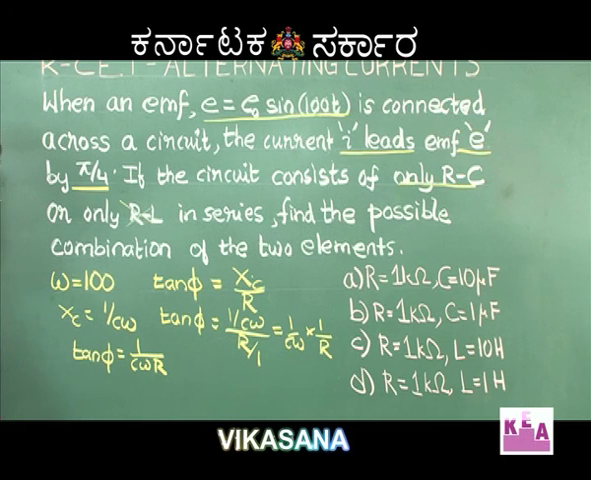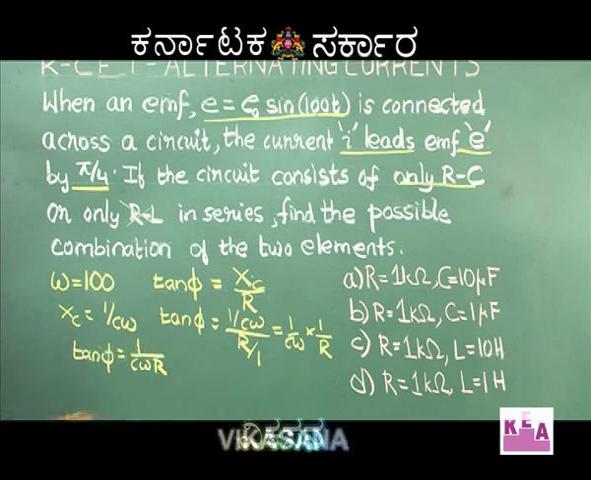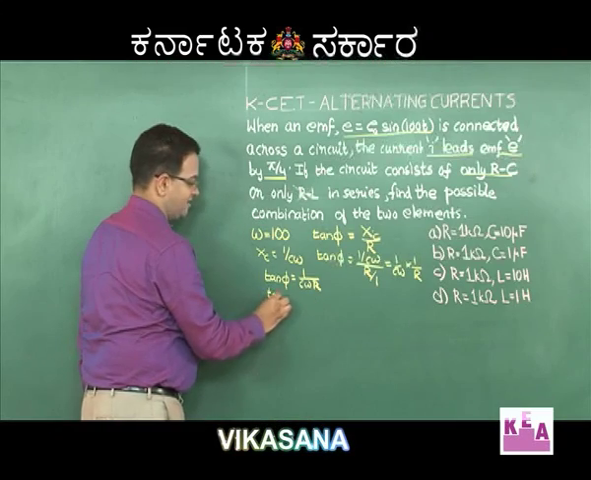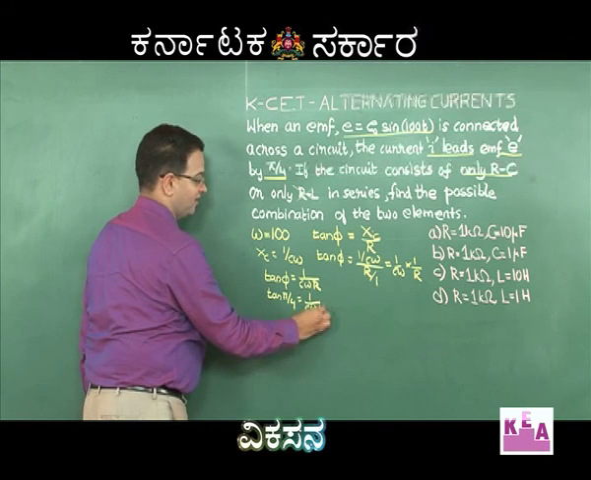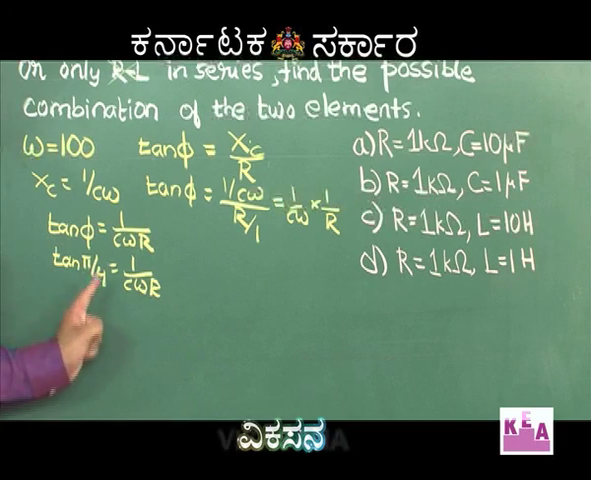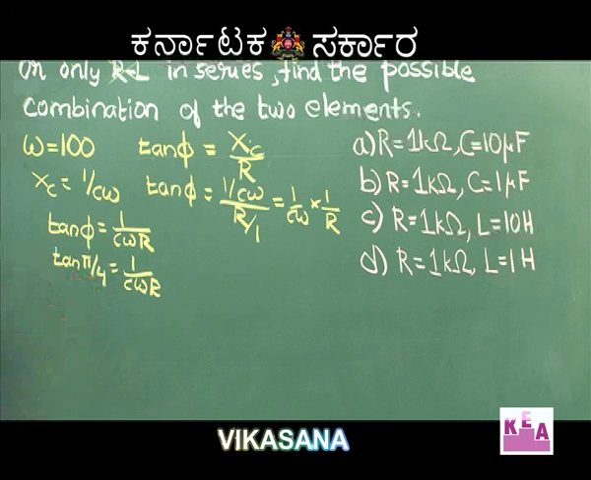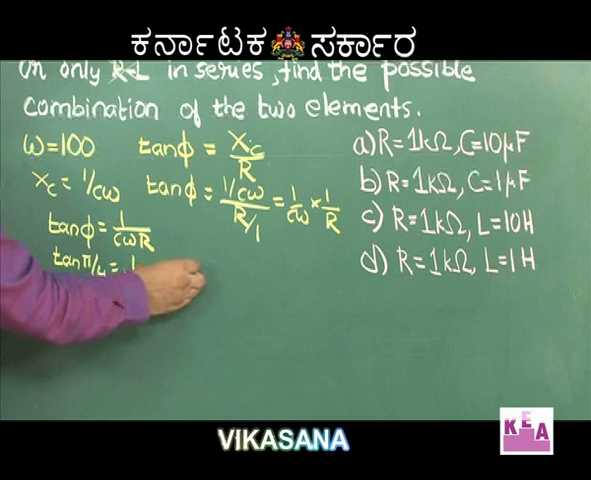Now children, the phi value is pi by 4. So therefore tan pi by 4 will be equal to 1 by C omega R. Because we know that the tan value for pi by 4 radians is 1, tan 45 degrees is 1, therefore 1 by C omega R is going to be 1.